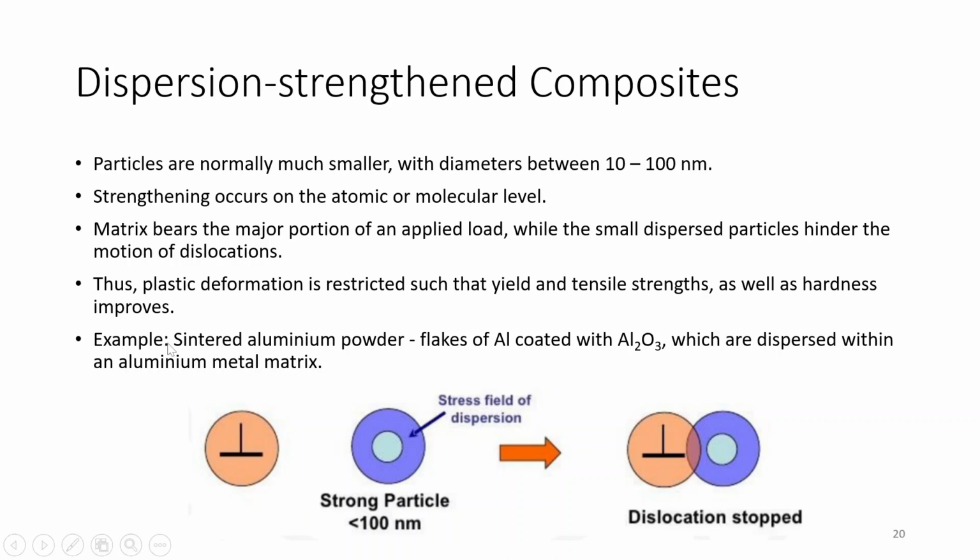Here also you can see the formation of a dislocation, and if this dislocation comes closer to this strong particle, which is less than 100 nanometers in size, then this particle will have a stress field of dispersion, and the dislocation will be stopped. This particle will act as a barrier to the dislocation movement.